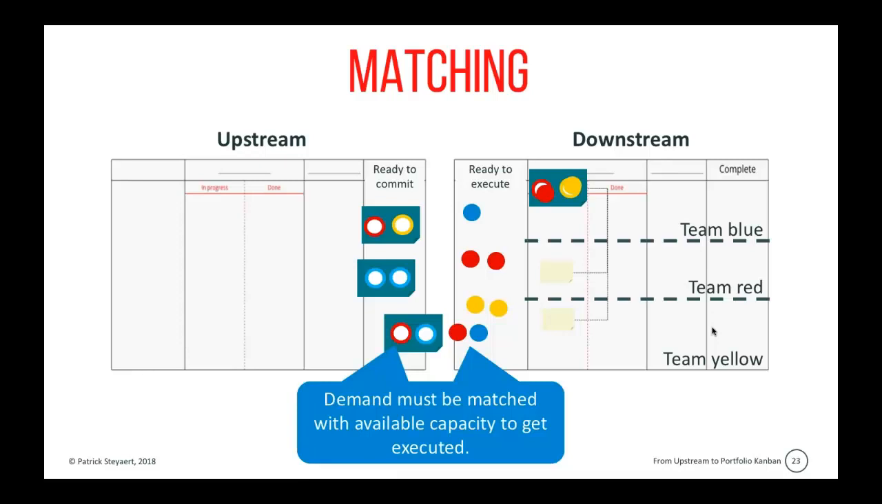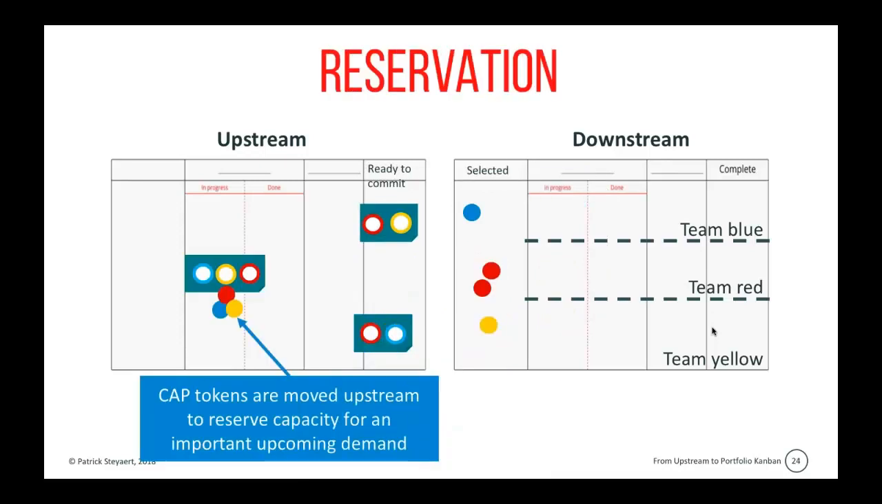Now, one of the disadvantages of this might be that we're eating up our capacity with all kinds of small and more tactical demands. Because the small and the more tactical demands don't require multiple competencies, they quite easily match, and that easily eats up all our capacity. Sometimes we want to reserve capacity for upcoming bigger requests that require many multiple competencies.